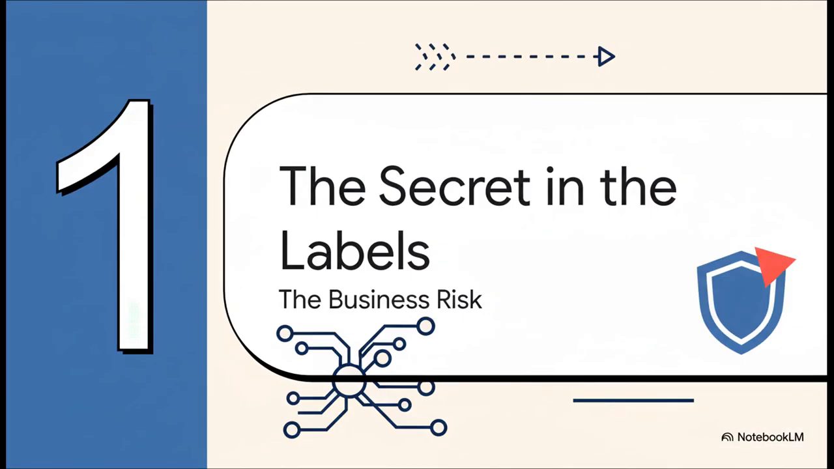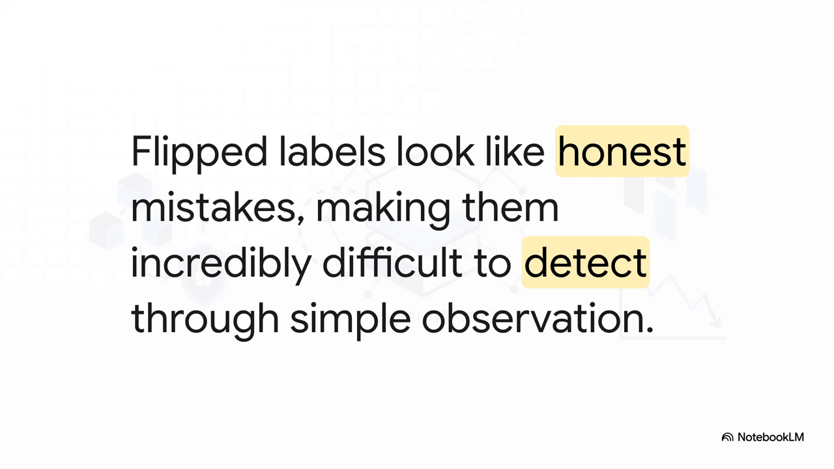Section 1, the secret in the labels. We're going to talk about why this isn't just a tech problem. It's a critical business risk that needs to be on every leader's radar. What makes these attacks so incredibly potent is just how stealthy they are. A flipped label doesn't set off any alarms. It just looks like a simple, honest mistake, the kind of human error you'd expect to find in any large dataset. And that plausible deniability is what makes them so tough to catch with a simple spot check.